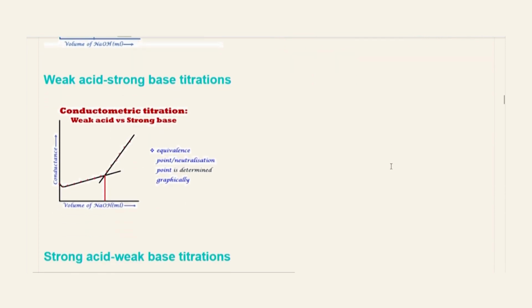Now, let us consider in a similar way a weak acid and a strong base. For the weak acid, you can take acetic acid as an example, and the strong base is NaOH, and you will get the product CH3COONa plus water.